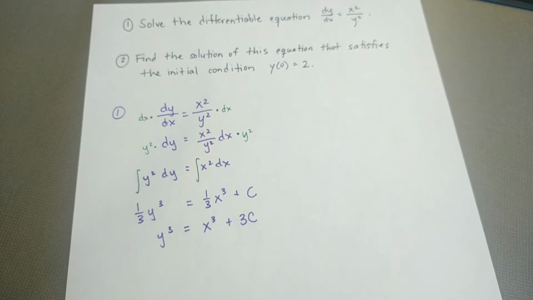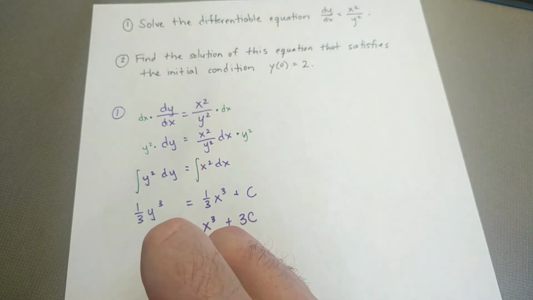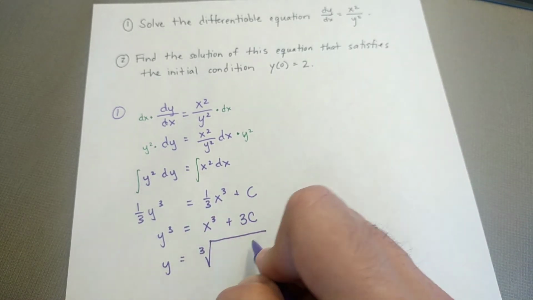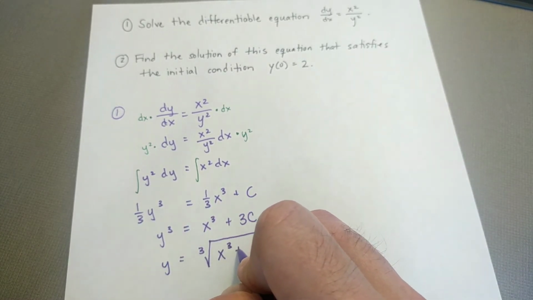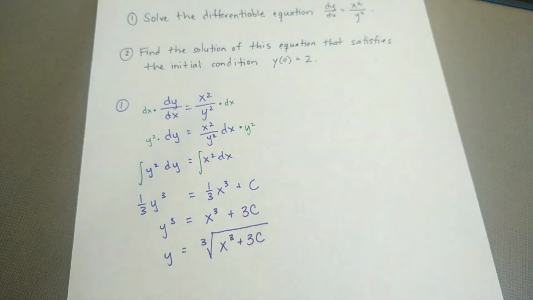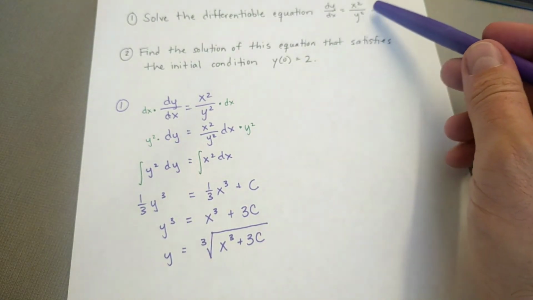The final undo step is to take the cube root of both sides, which gives us y equals the cube root of x cubed plus 3c. And there you have it. That is our final answer to question number 1.